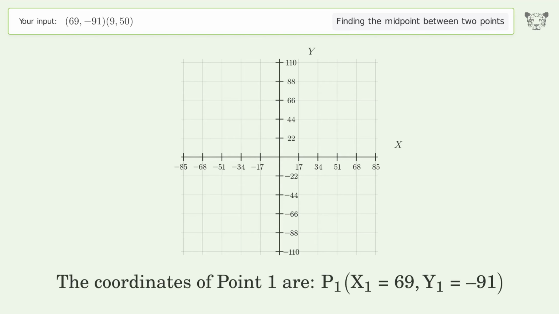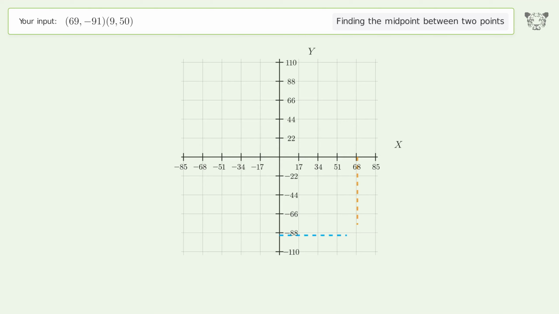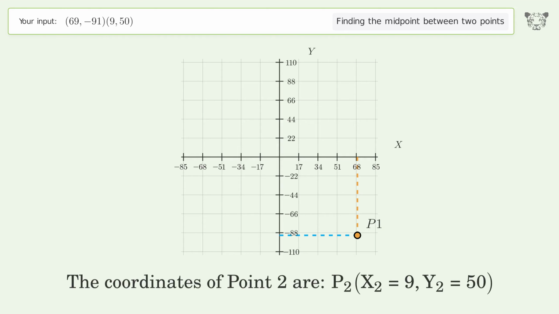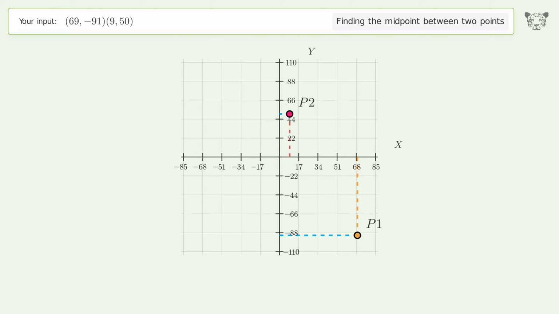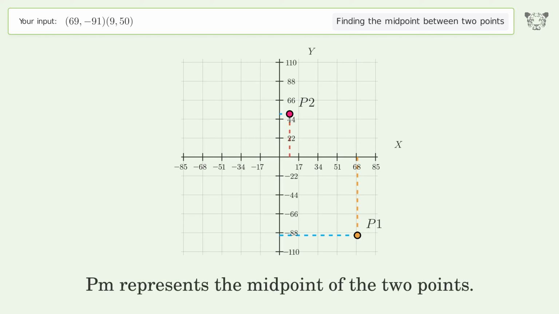The coordinates of point 1 are, x1 equals 69, y1 equals negative 91. The coordinates of point 2 are, x2 equals 9, y2 equals 50. PM represents the midpoint of the 2 points.